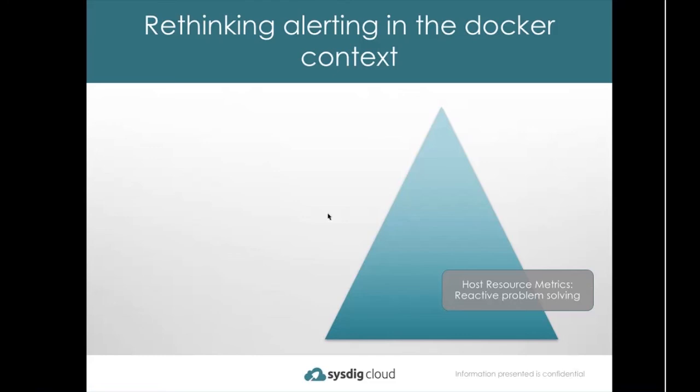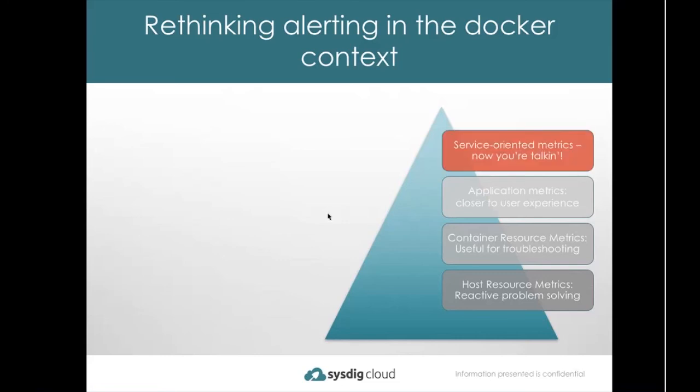People used to use host resource metrics as a really good way to indicate that there was going to be a problem with an app. It's a very reactive method of thinking about the problem. Container resource metrics seem useful for troubleshooting, but if my app is spread out over many containers, they're not really going to tell me if something is truly going wrong with the app at large. They tell me if something's going wrong with the container. Application metrics start to sound a lot better because they're closer to the user experience. But service-oriented metrics are the way you can make a really big difference.